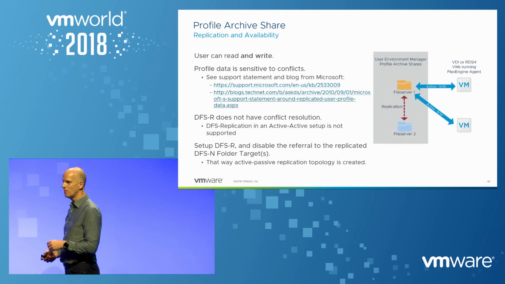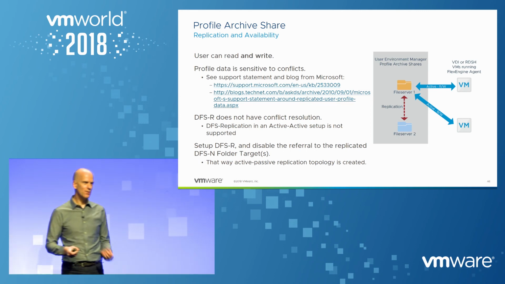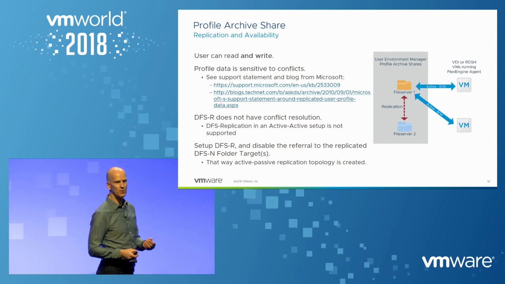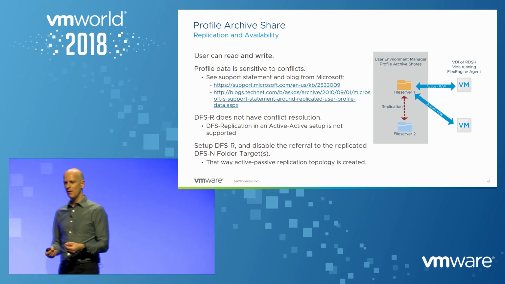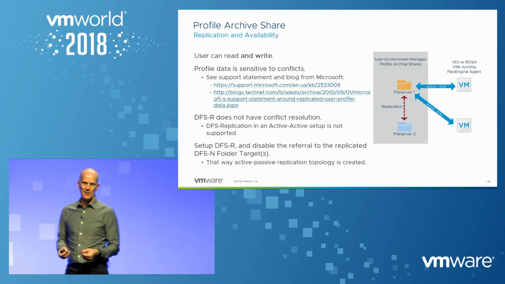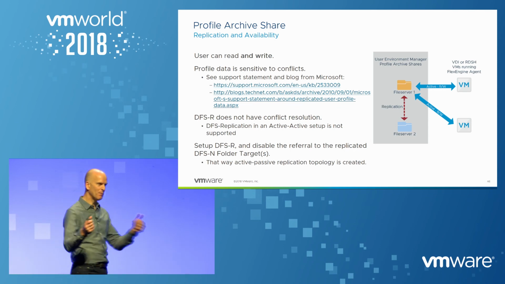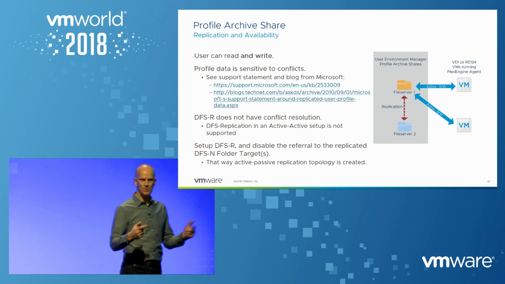The challenge then with User Environment Manager data is that user data, where we're allowing users to replicate data. We have a couple of rules we need to follow because it's Microsoft profile data. And they state, if you're dealing with replicating Windows profile data, only one copy of it can be active. Don't have two servers that I'm able to write to that are then replicating and can potentially overwrite each other. They don't support that.